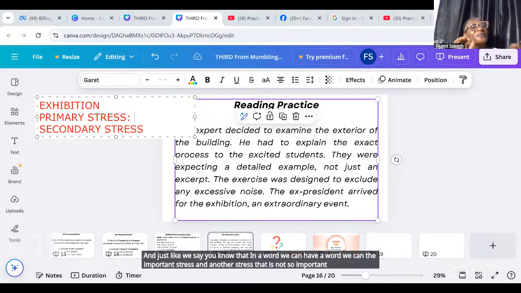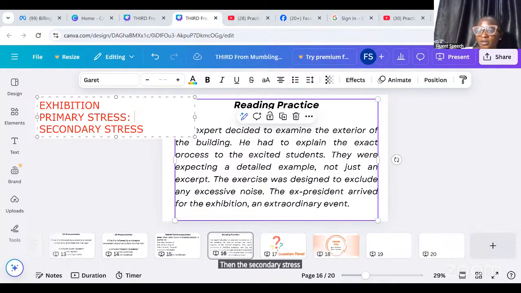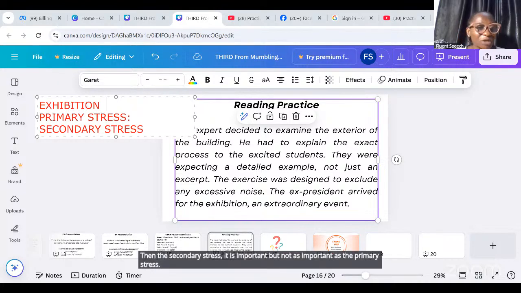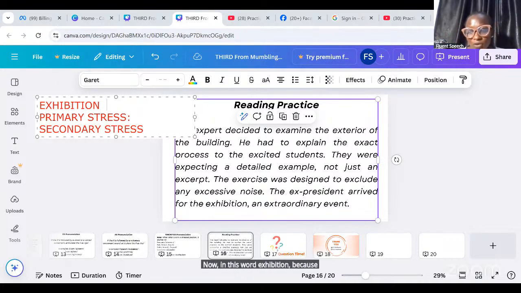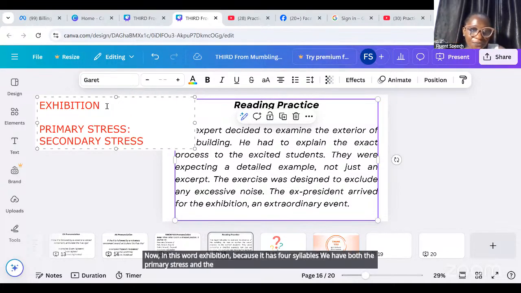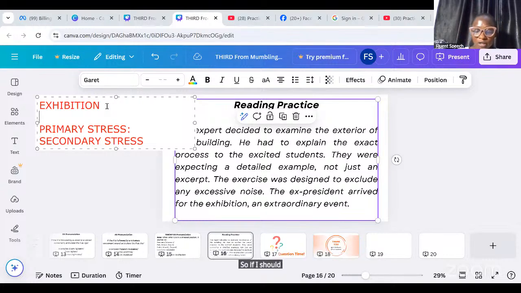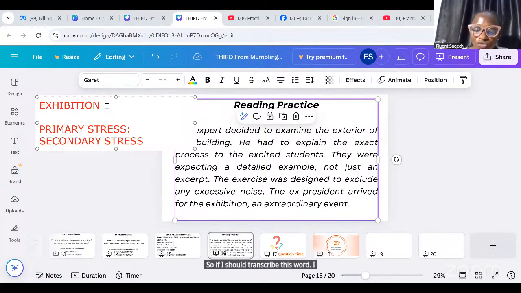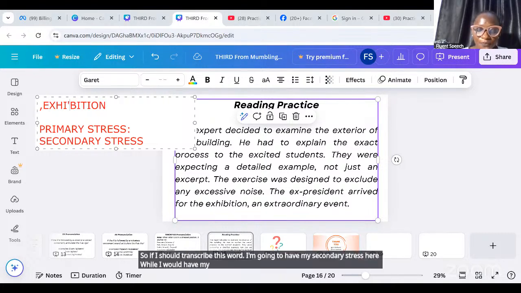So we could say the primary stress is the most important stress in a word. Then the secondary stress is important, but not as important as the primary stress. Now in this word exhibition, because it has 4 syllables, we have both the primary stress and the secondary stress in it. So if I should transcribe this word, I'm going to have my secondary stress here, while I would have my primary stress here.